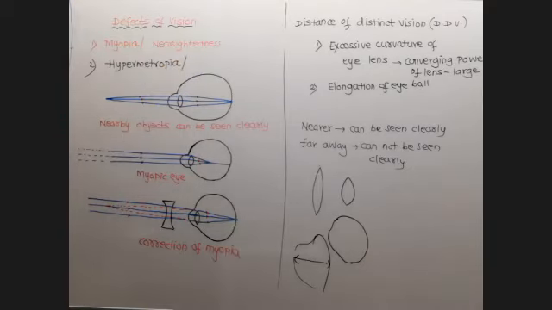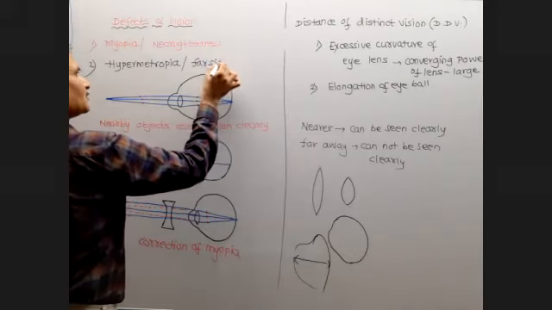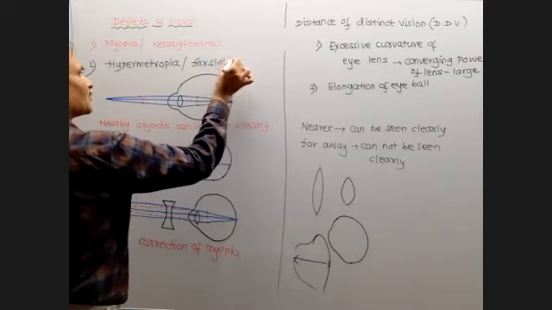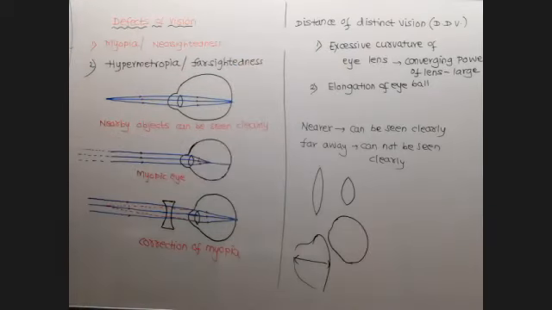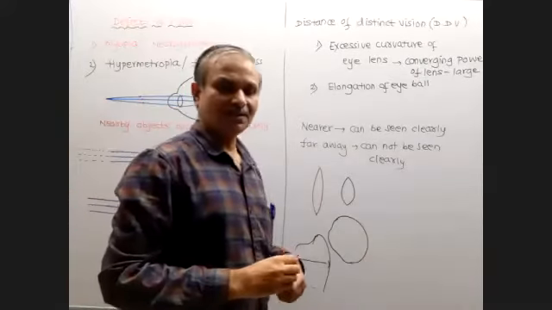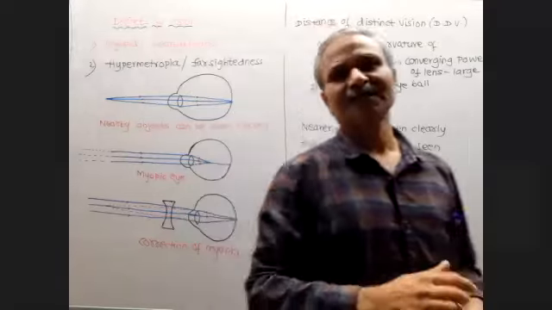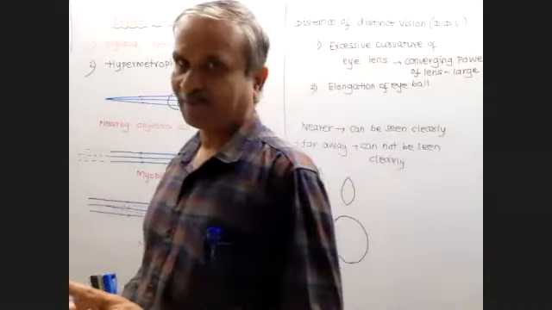Hypermetropia is also called farsightedness. In this case, we are able to see the objects which are far away clearly, but the objects which are near to us cannot be seen clearly.